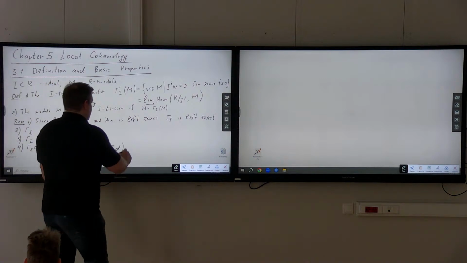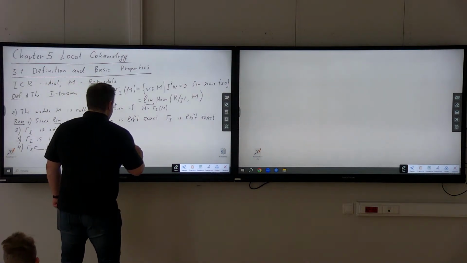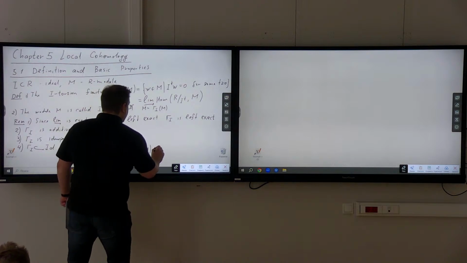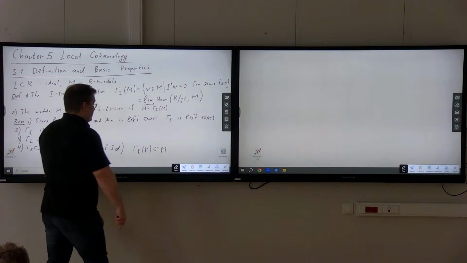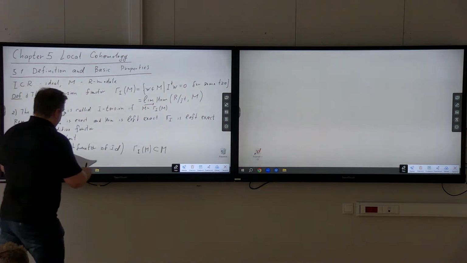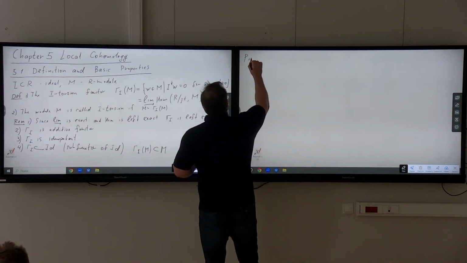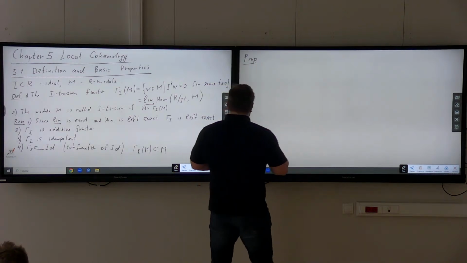Oh, of course, this is just a fancy way to say that gamma sub I of M sits inside M. Really, this is just by definition. Okay, so these are easy observations. Now let's prove one proposition.